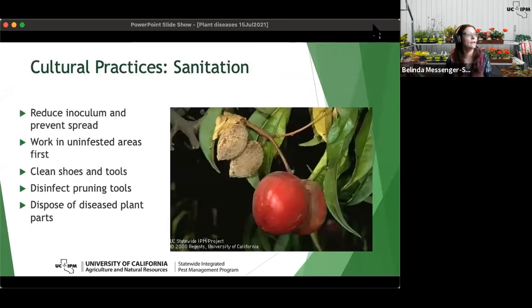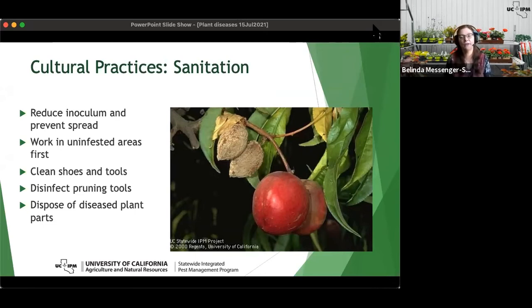Next slide. So cultural practices, what do you do about plant diseases? You've got a disease, you know what it is. So sanitation is something that you can do in the garden quite easily, and it's a cultural practice that we really encourage. It can both prevent the plant diseases from getting hold, and it can also reduce their spread. So here's how you want to do it. You want to work in the uninfested areas of the garden or landscape first, so that you don't spread the disease to the uninfected plants. You want to clean your shoes and your tools and disinfect your pruning tools to help control the spread of disease. You don't want to move it from the infected part of the garden to the uninfected.